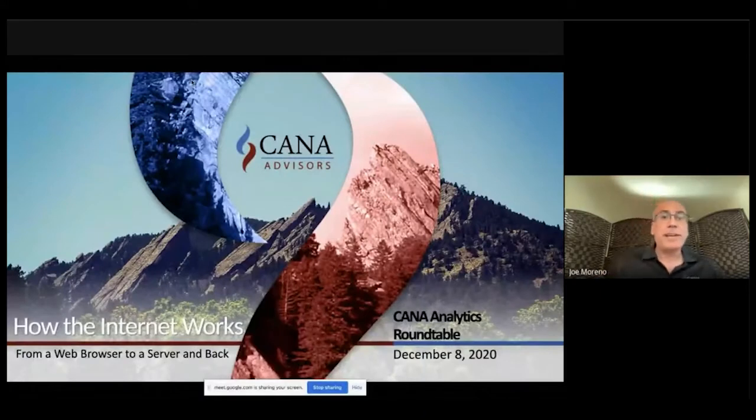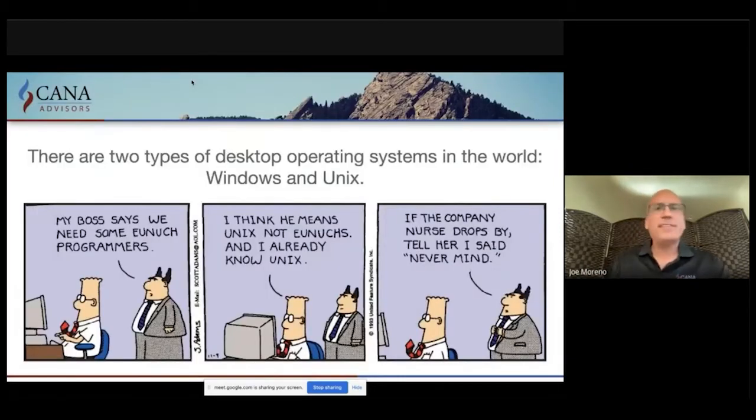So I'm just going to talk about how the internet works, basically from your web browser to a server and back. There are two types of desktop operating systems, Windows and Unix.